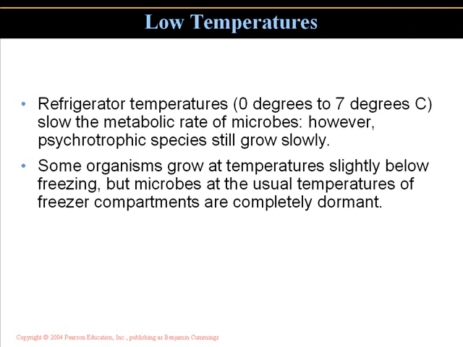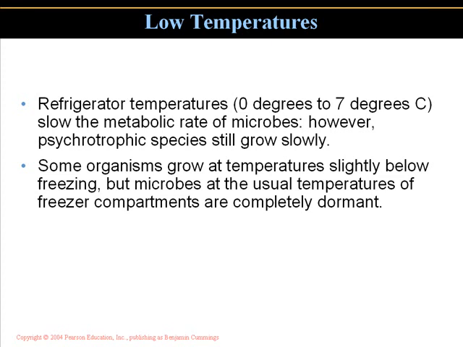Refrigeration, refrigerated temperature, 0 degrees to 7 degrees, slows the metabolic rate of microbes. However, psychrotrophic species will still grow slowly. Some of the organisms that will grow in milk are psychrotrophic organisms. You can certainly slow the growth, so you can keep the milk in the refrigerator for up to 2 weeks, though I'm using a relative number that may not be correct for the brand of milk you buy. After that, microorganisms will reach a certain bacterial load. There will be a growth phase in the psychrotrophic bacteria, and eventually you'll have a high bacterial load there.